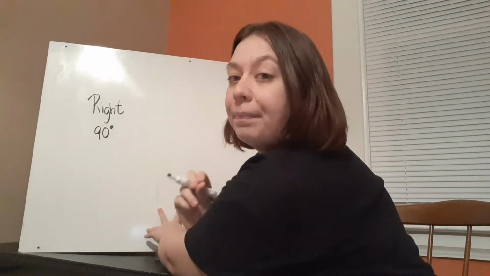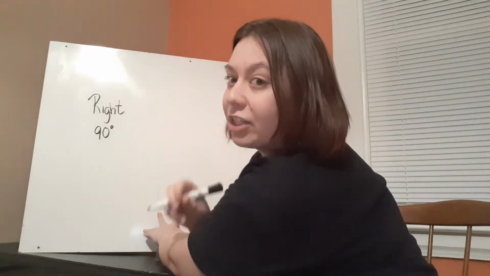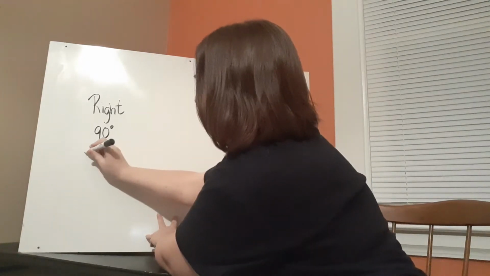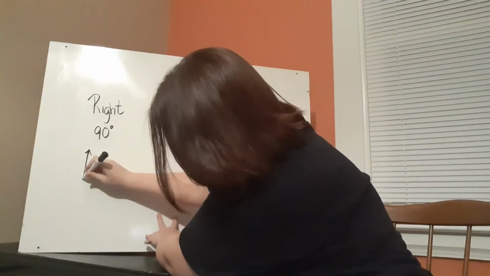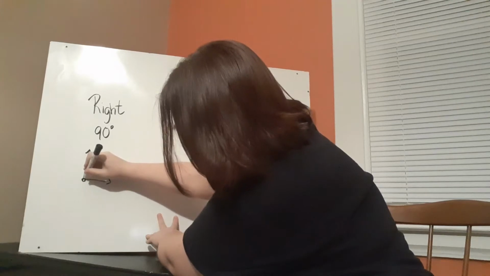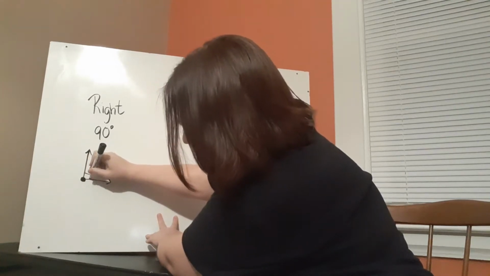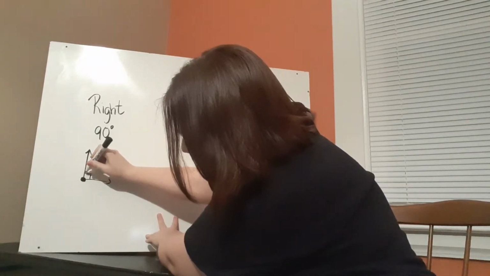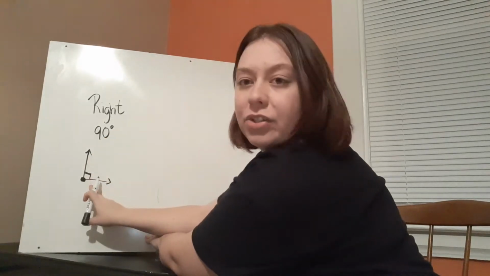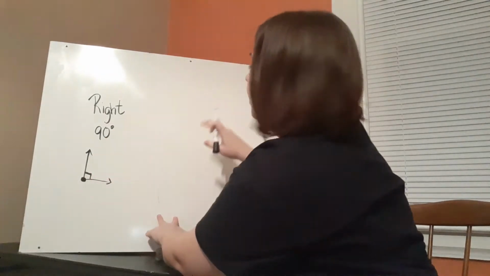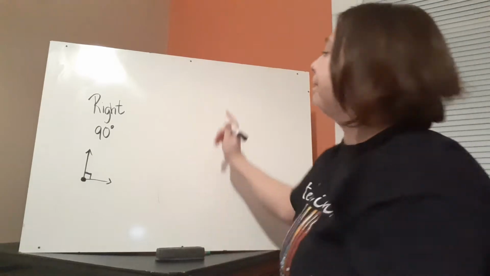Now, right angles are actually one of the easiest to recognize because they form that square corner in the vertex. And a lot of the times they actually draw you a little square here. So this is how we can tell a right angle.